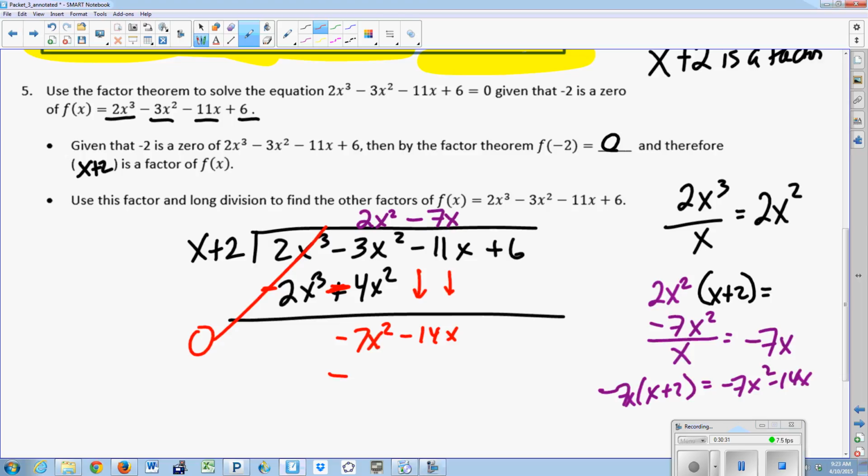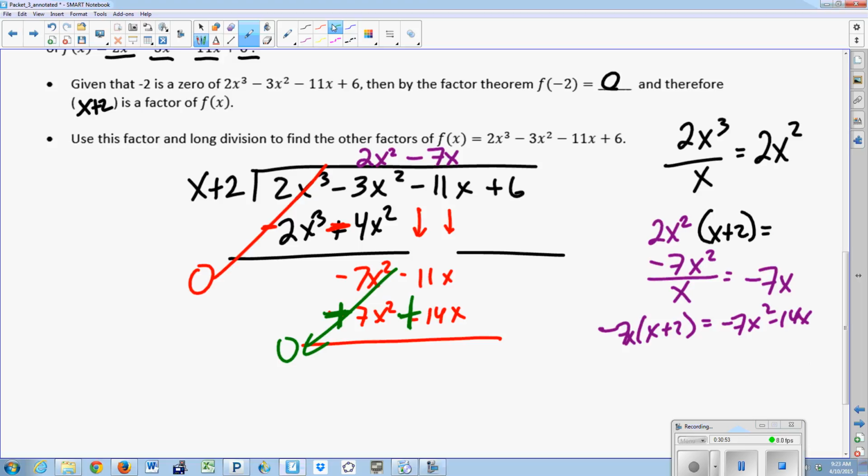And so let's see. Oh, excuse me. This is negative 11x. So I put in negative 7x squared minus 14x. I change the sign of both of my terms to their opposite. That becomes a plus and that becomes a plus. Woohoo, 0 goes there. Now I have 11x plus 14x. That gives me 3x. And now I ask myself, how many times does x go into 3x? And my answer is 3. So I put a plus 3 up there.